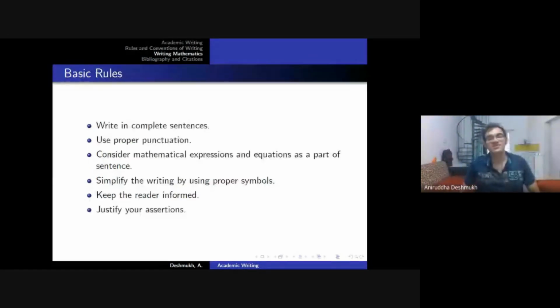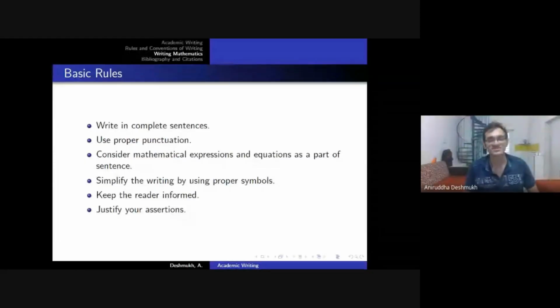Now, coming to writing mathematics. There are some basic rules while writing equations, symbols, and numbers. And we have already seen how to write numbers. So, this particular section will deal with how to write equations and symbols. First of all, notice that even though we are writing equations, we have to write them in complete sentences. You just cannot give equations and assume that the reader will understand what the conclusion is.